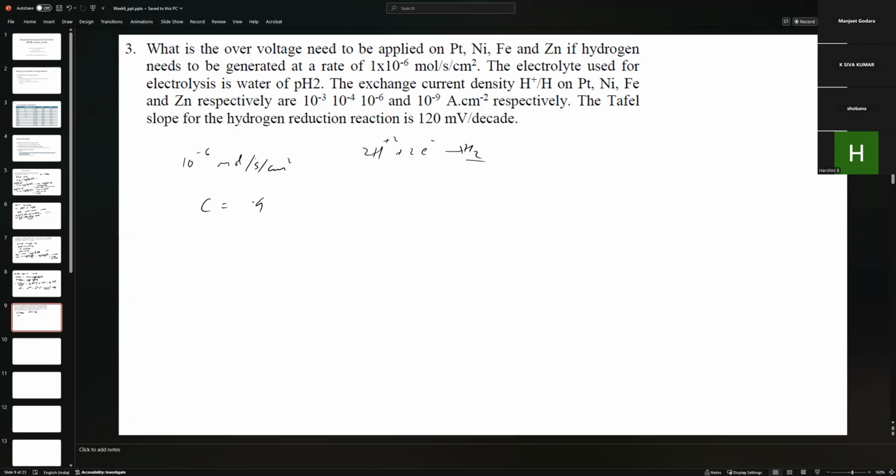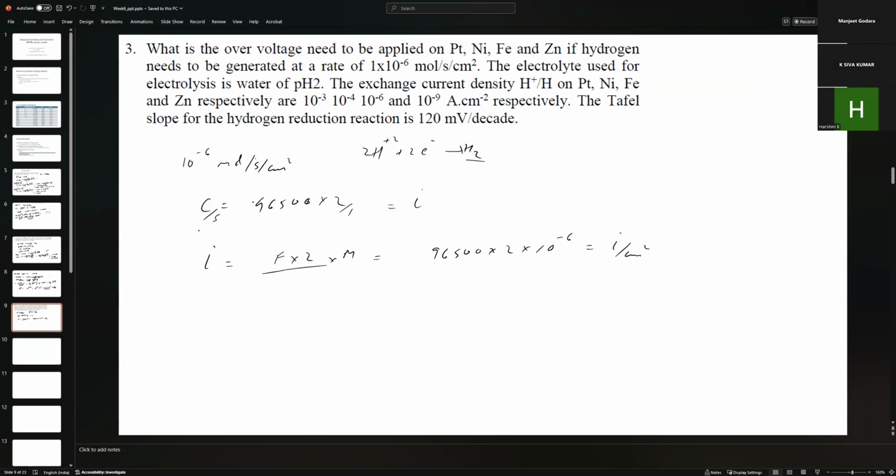charge is equal to 96500 into 2. This is for 1 mole, so if you do this per second, this is your current. This is for 1 mole, so for 10 to the power minus 6 mole, the current I is equal to F into 2 into the molarity rate of generation. So it becomes 96500 into 2 into 10 to the power minus 6. This is your current density, amps per centimeter square.